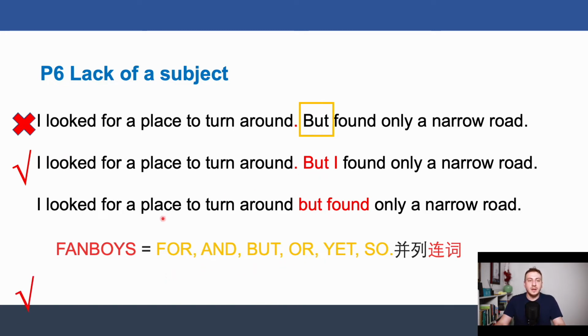The second solution would be to remove the full stop and make it a phrase. So we can have, I looked for a place to turn around, but found only a narrow road, right? So there is no full stop, there is no subject here, and this is part of the main clause, right? So we've turned this into a phrase.